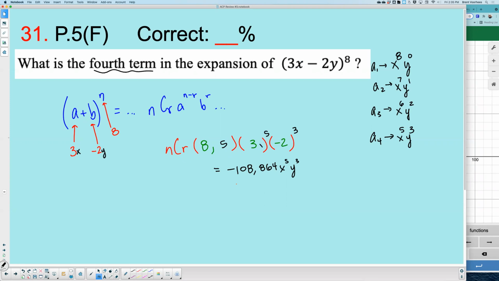So technically this should have an x and y, but that's just not what we typed in the calculator. You don't include it in the calculator, but you would in the answer. That's why it's x to the fifth, y cubed. This would be our solution right here.